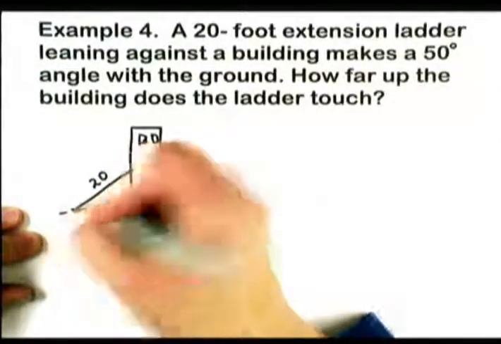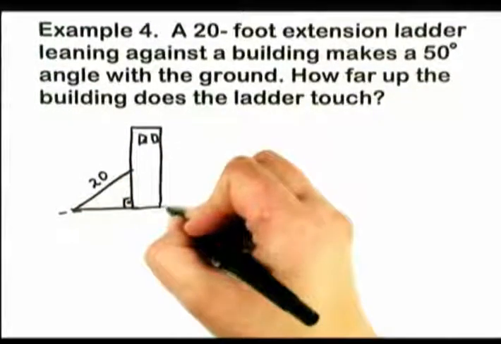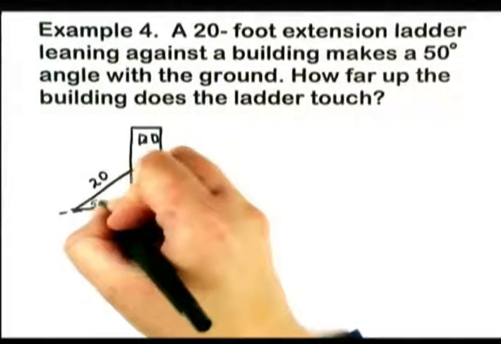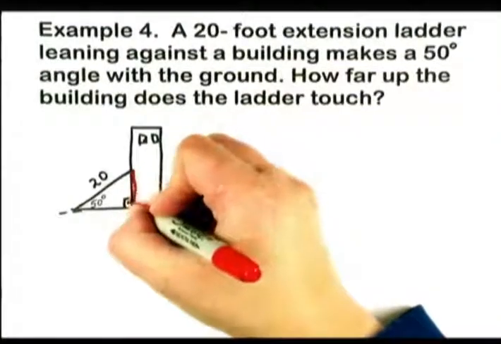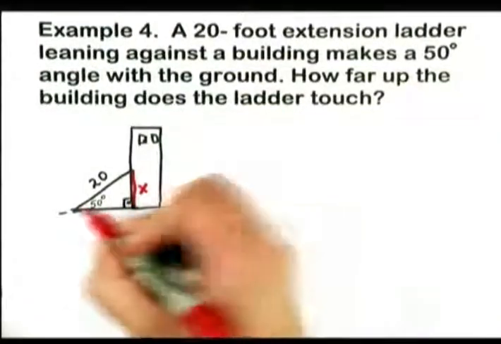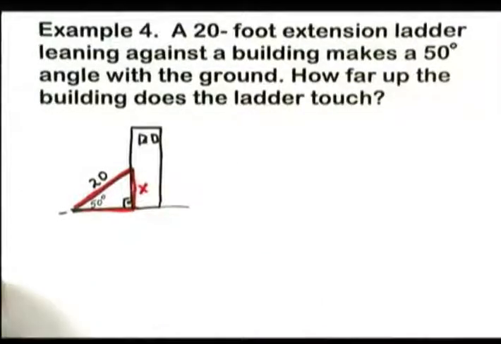So we can make the right triangle right here, and we know that that ladder makes an angle of 50 degrees with the ground. So here is my ground, so 50 degrees is right here. The question is, how far up the building? That's my x. So we can identify the red right triangle, and we need to find the x value.